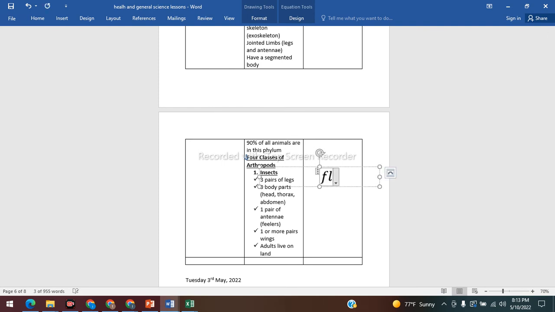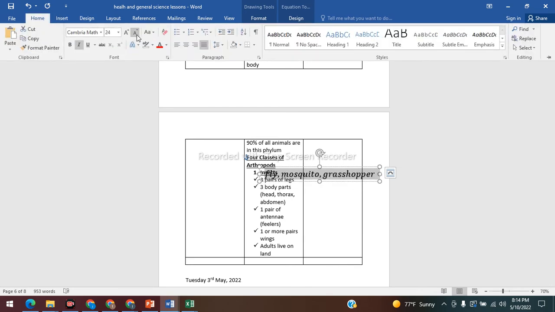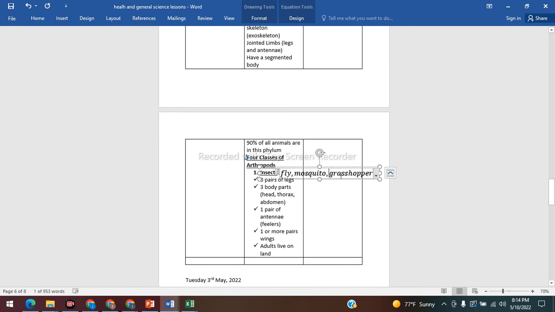So we have a fly, mosquito, grasshopper. Can we count a bee? Say it again. A bee? Like B-E-E? You mean buzz. Yeah, buzz.